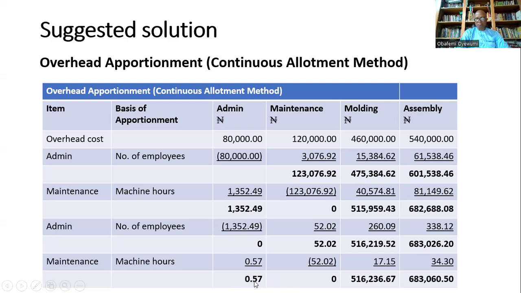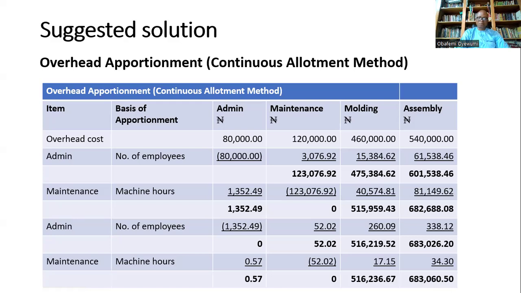So at the end of the day, you're having this figure as the balance that is left. This 0.57 is no longer significant, so you don't have to bother to say let's go to the next level. But if it was a situation whereby we had a different figure that is quite voluminous or huge, we still have to go back again and begin to share accordingly. So the 0 here, there's 516,236 naira, 67 kobo. And then the final figure that we have here is 683,000. And then we have 680,000, 60 naira, 0.50 kobo.